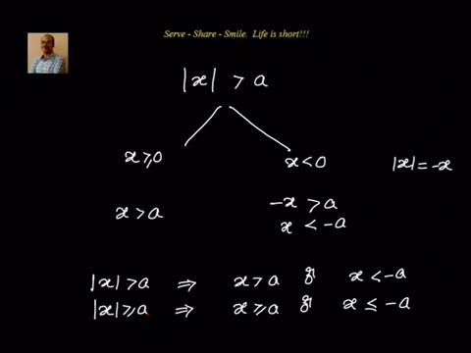How did we get this? Because in the first condition, x greater than or equal to 0, we know modulus of x is x only, so x greater than a. In the second condition, modulus of x is nothing but minus x because x is less than 0. That means the value inside is negative, so I have to make it positive, meaning I should multiply with minus. That's why minus x is greater than a, or x is less than minus a. If there is modulus of x greater than or equal to a, then it will become x greater than or equal to a or x less than or equal to minus a.